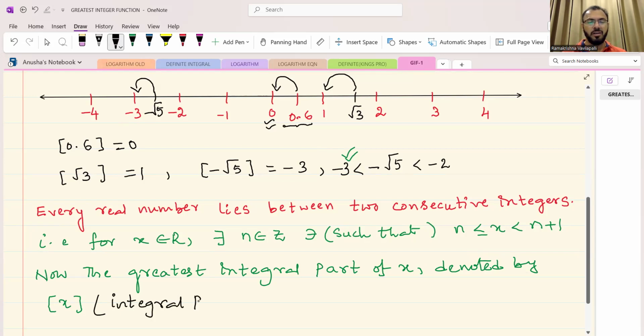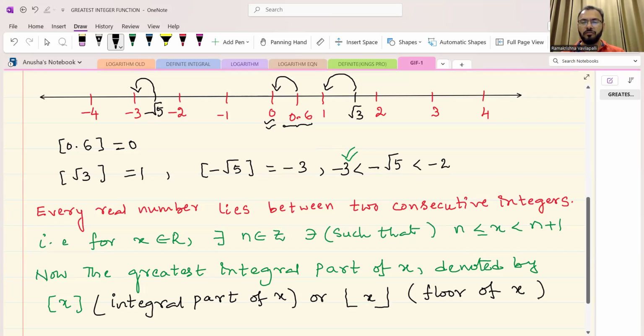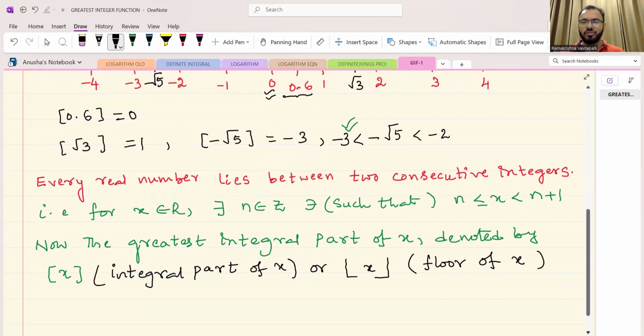There is another notation for integral part of x, that is known as the floor function, or floor of x. It is also represented like this. Floor means we take the integer lesser than or equal to x.